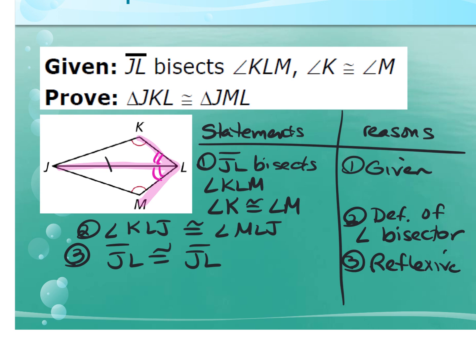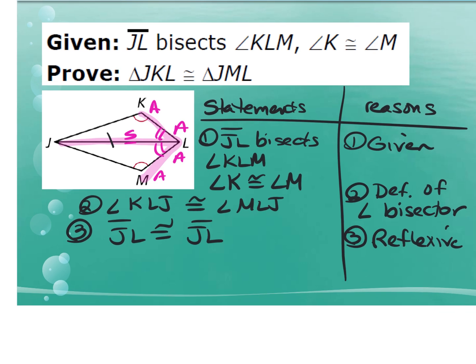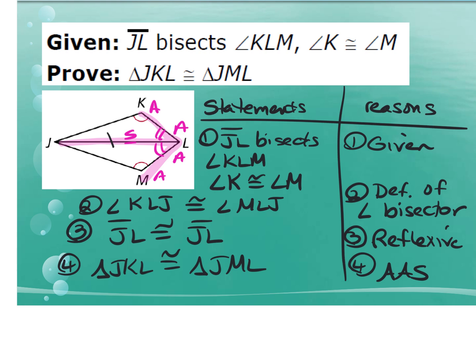Now I have enough markings in my picture, and I can show that this is not the included side, so I could use my angle, angle, side. And then the same thing here, angle, angle, and it's the same side. So I can state that triangle JKL is congruent to triangle JML by using angle, angle, side.